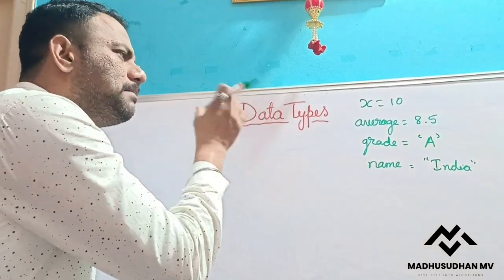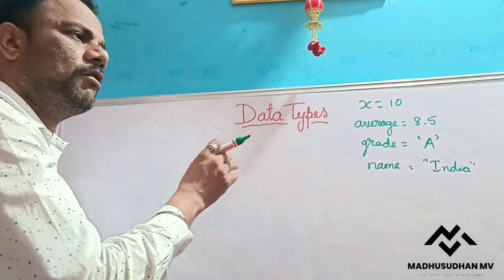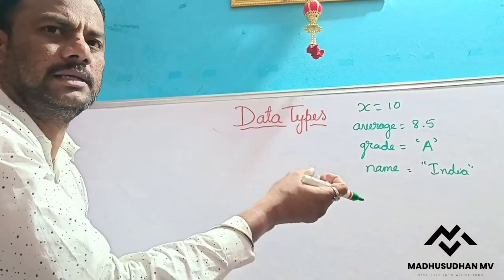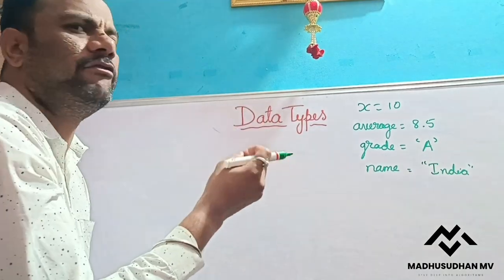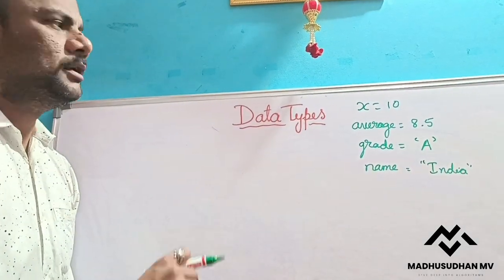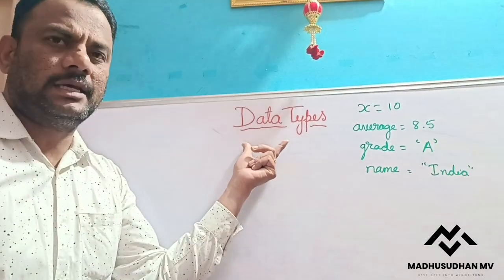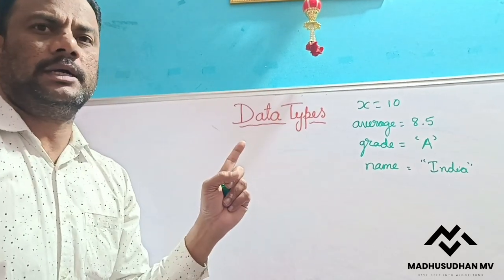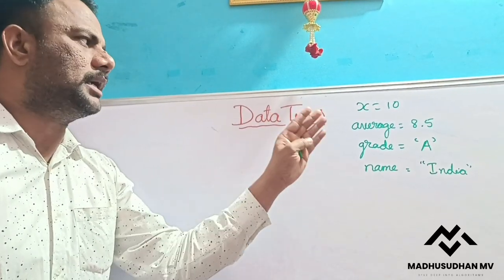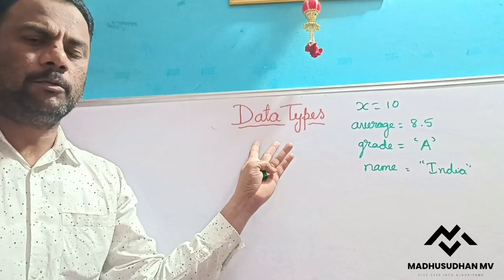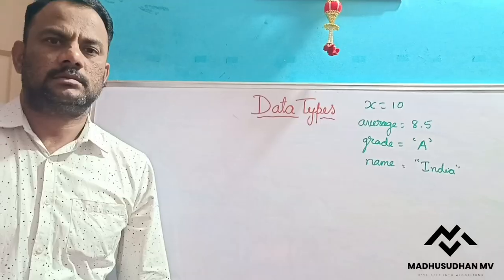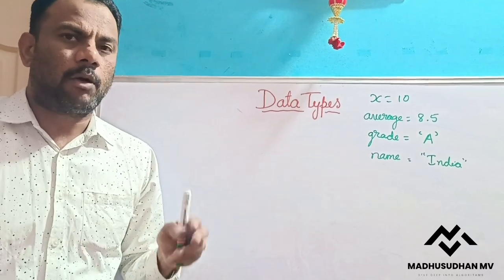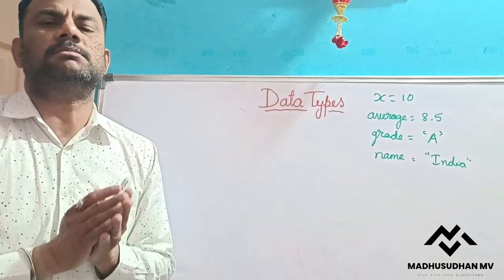So data type is the concept through which we inform the compiler what type of data we are using. Data type gives the compiler the information about what type of data we are using. That is what a data type is. Hope you people understood the type of data. Based on the type of the data, our compiler will allocate memory.